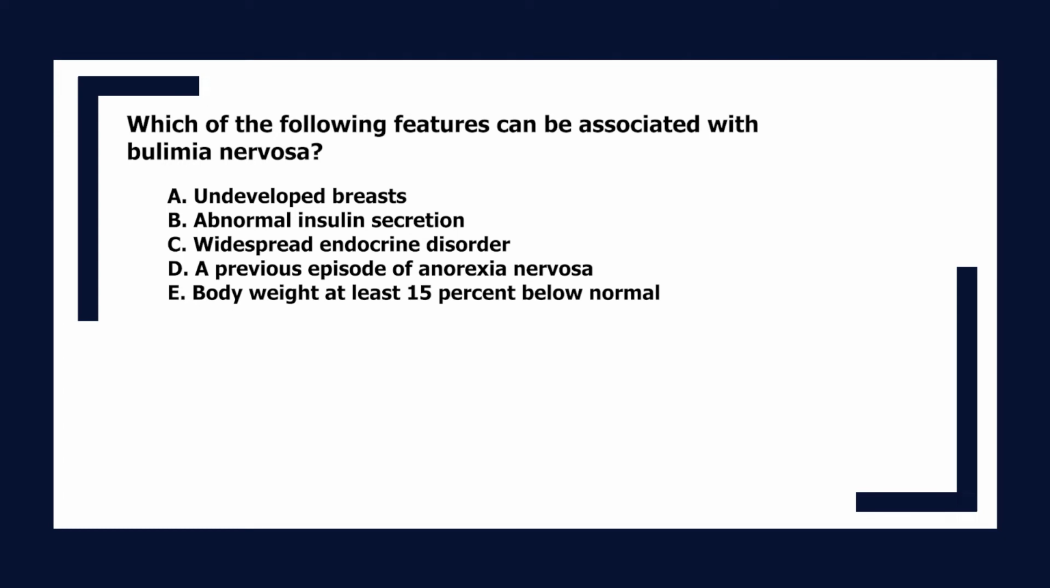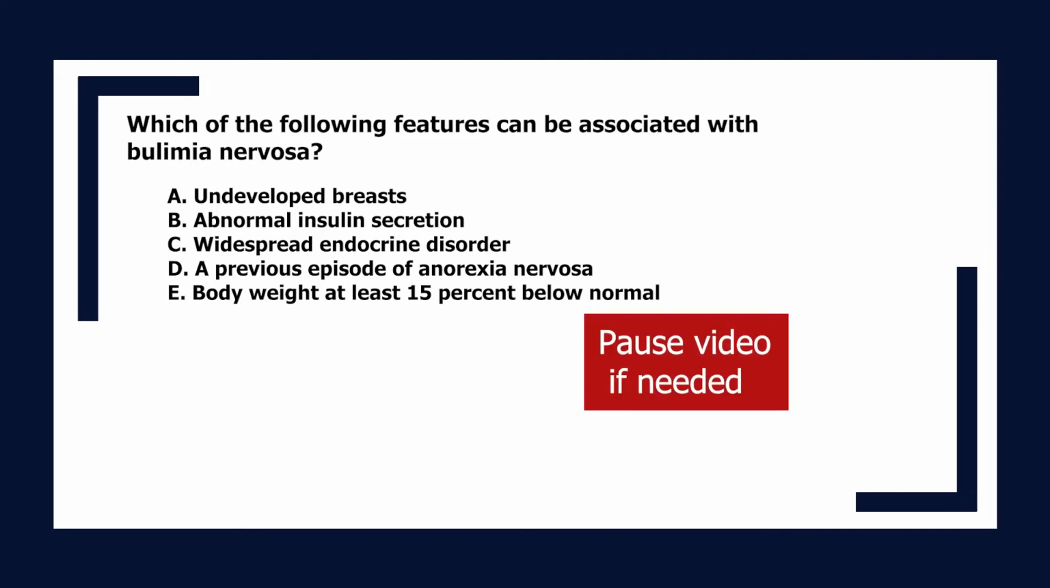Which of the following features can be associated with bulimia nervosa? A. Undeveloped breasts. B. Abnormal insulin secretion. C. Widespread endocrine disorder. D. A previous episode of anorexia nervosa. E. Body weight at least 15% below normal.